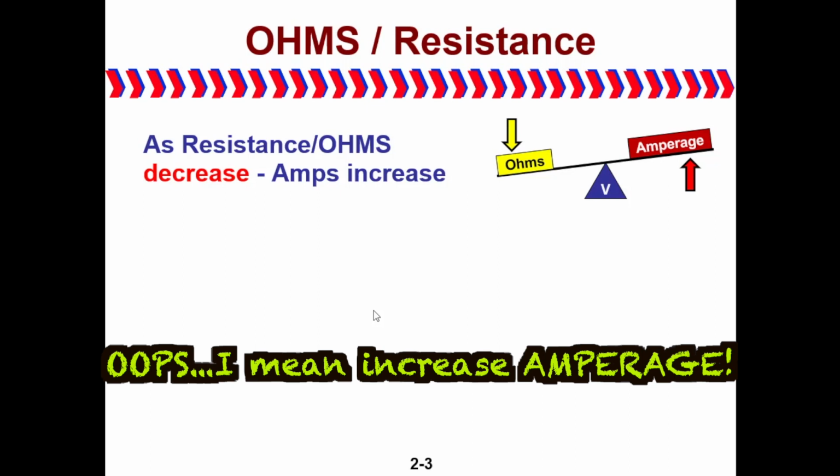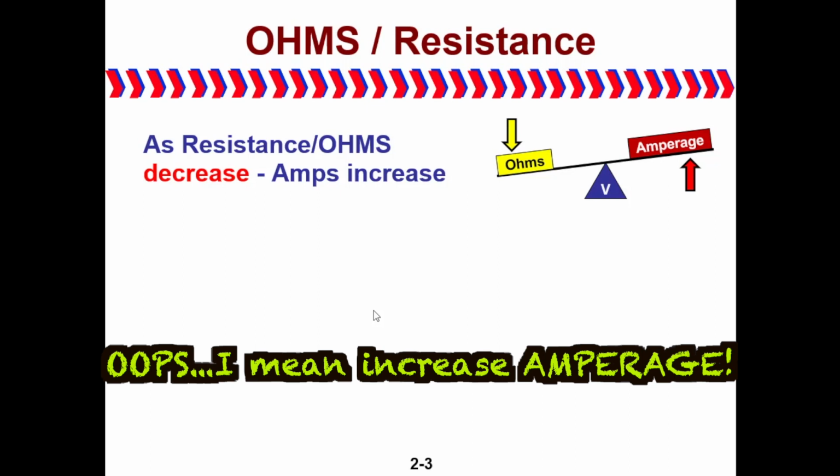All right, so we're going to talk about resistance. Normally in an electrical circuit, when you lower your resistance, you increase your amps, right? In this example, I'm using a seesaw.